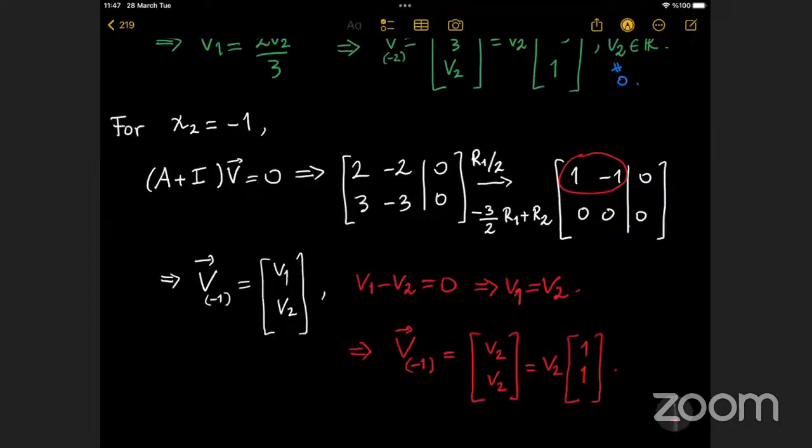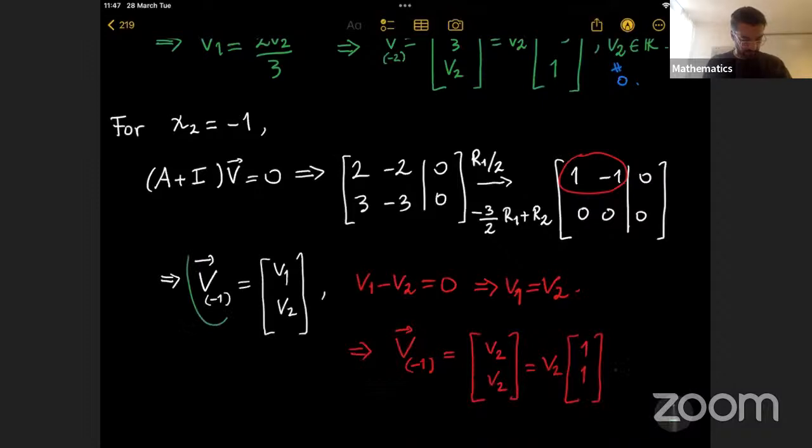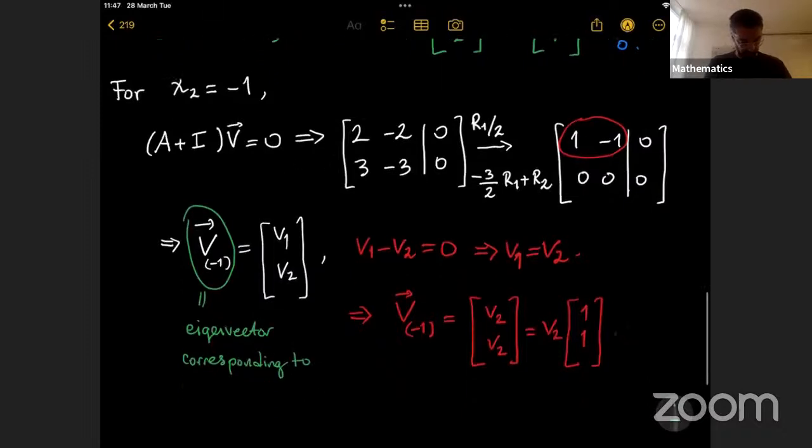Why is there a subscript minus 1 at V? It is the notation for the eigenvector of minus 1. Right, minus one is the eigenvalue, so this is the notation for the eigenvector. You don't need to use this notation, by the way, but V1, V2 is for real numbers, and I need to introduce another one. So eigenvector corresponding to eigenvalue minus one, okay. Any other question?